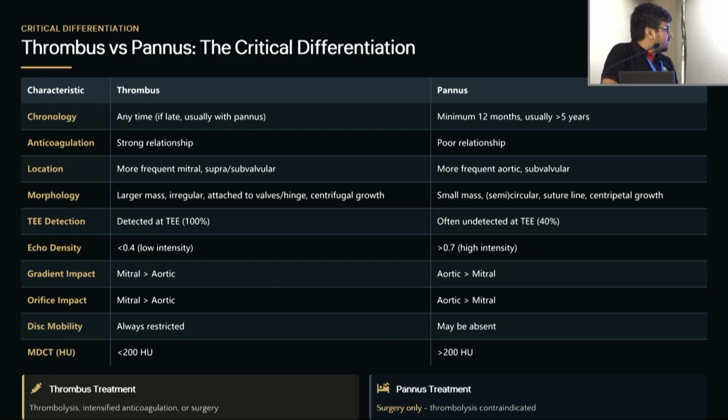As we discussed earlier, the orifice involved is more commonly mitral in the case of thrombus, and for pannus it is more common in the aortic area. And Hounsfield unit less than 200 is for thrombus and more than 200 for pannus.